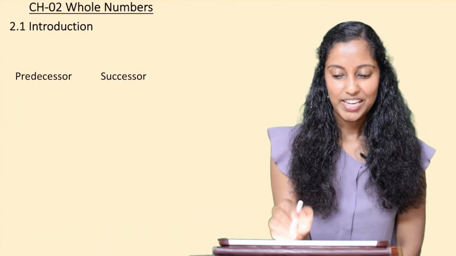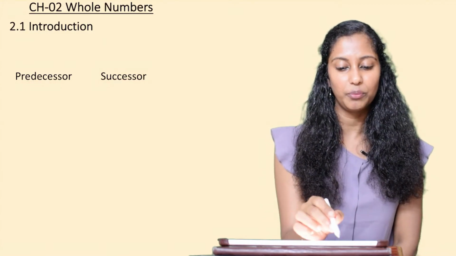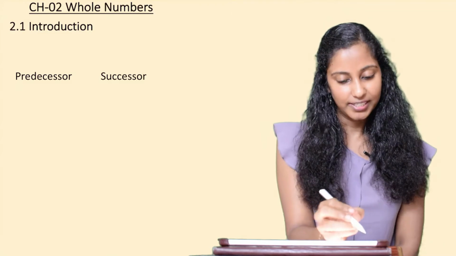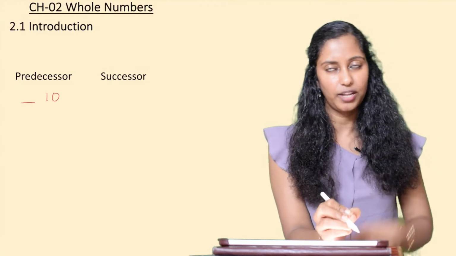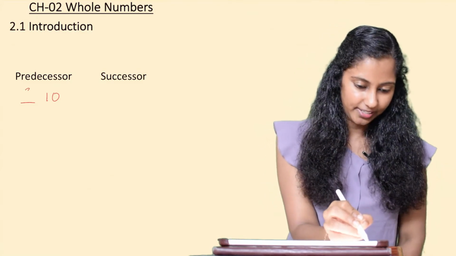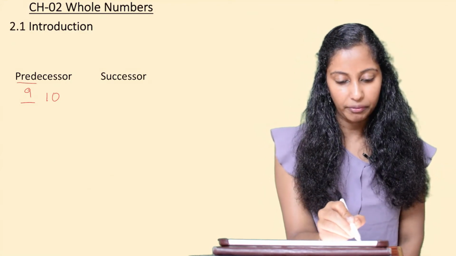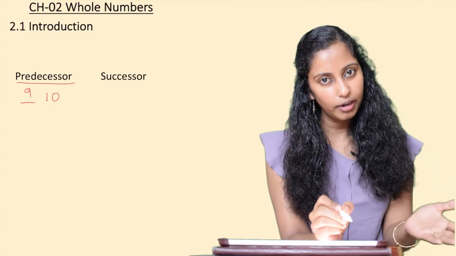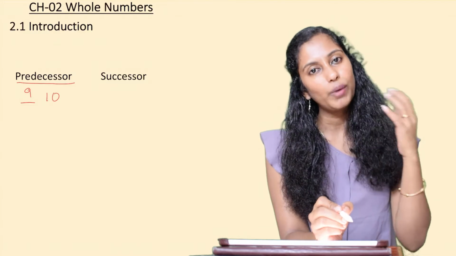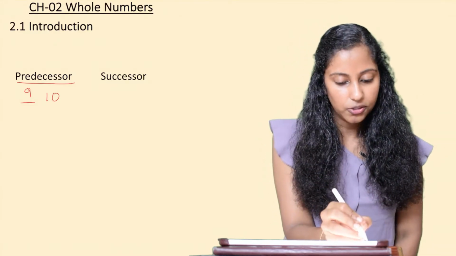So now, predecessor and successor. Predecessor means the number which comes before. For example, I ask you what comes before 10. The answer will be 9. Yes, so 9 is the predecessor of 10. For finding a predecessor, we either write directly the number before, or else if the number is very big, we can also subtract 1.